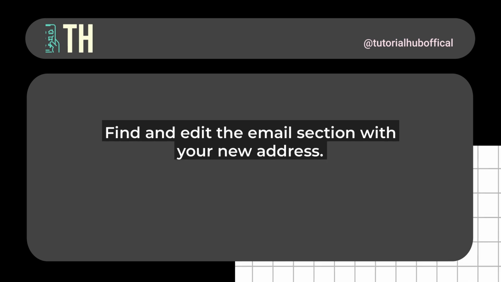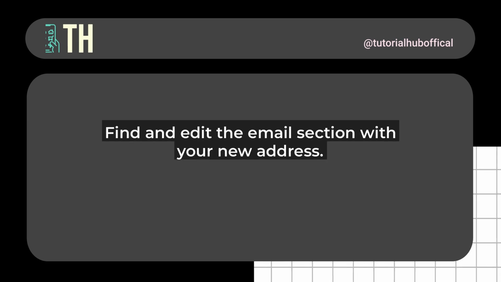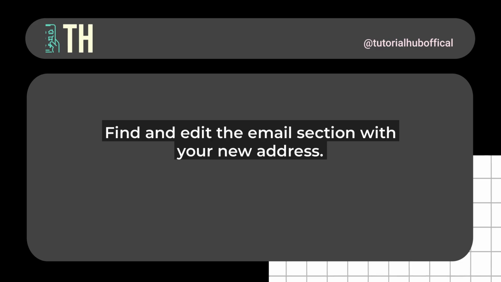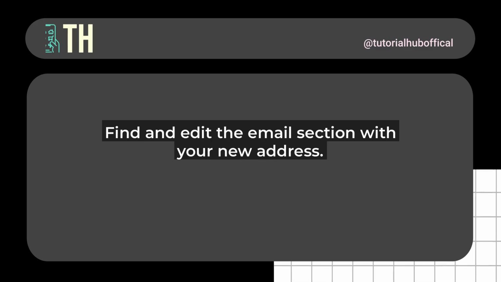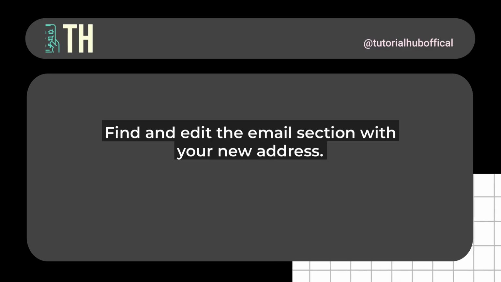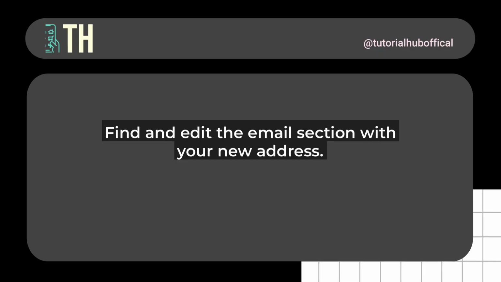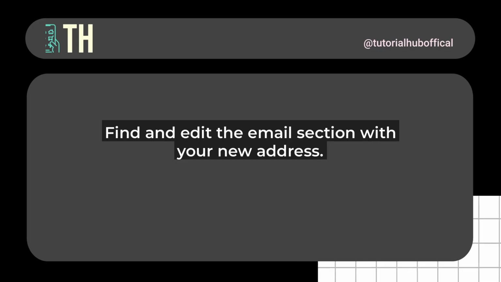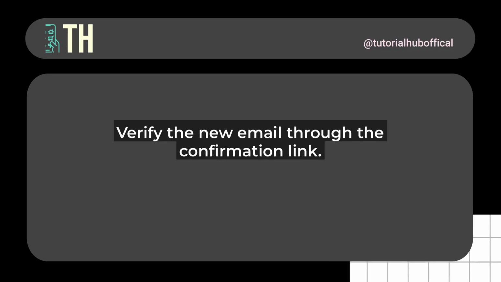To change it, click on the Edit button, which might look like a pencil icon, and enter your new email address in the provided field. Don't forget the verification step. Zillow will likely send a confirmation code or link to your new email to ensure it's valid. Check your inbox, click the link, and follow the prompts to verify. Once that's done, hit Save or Update to apply the changes. And just like that, your email is updated.